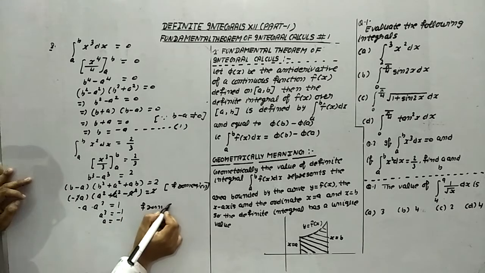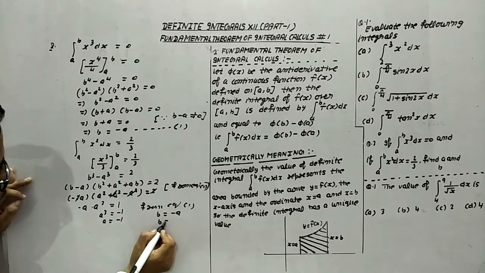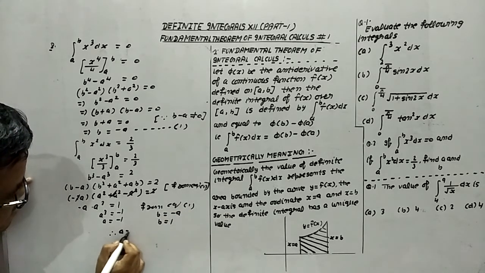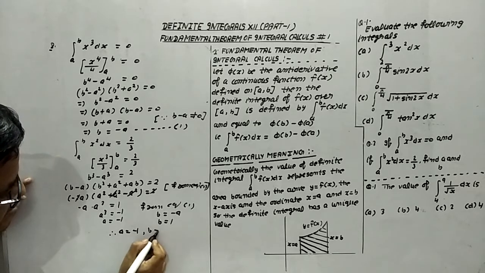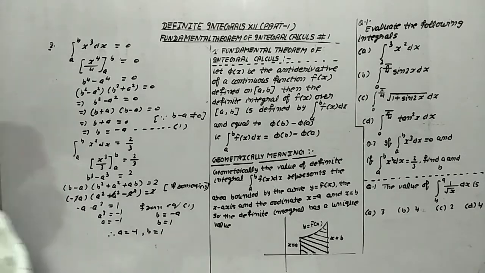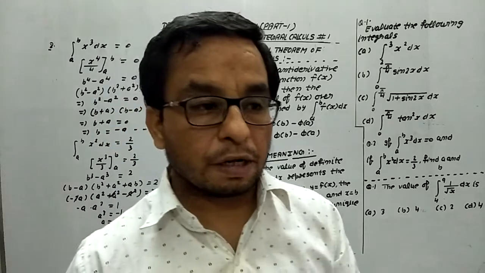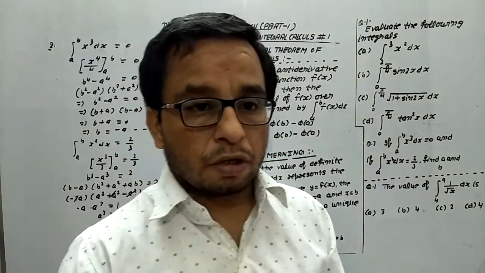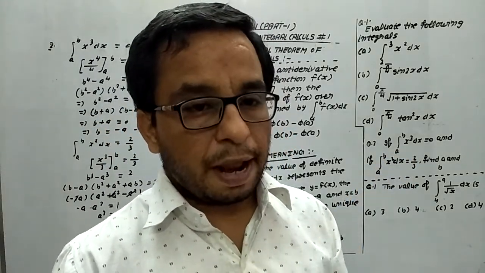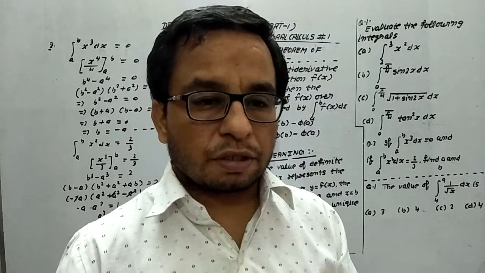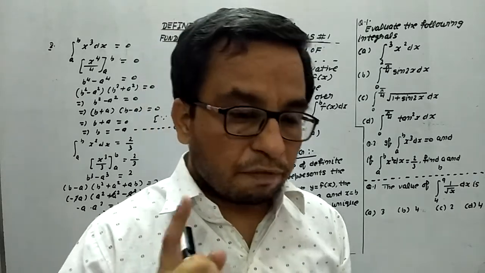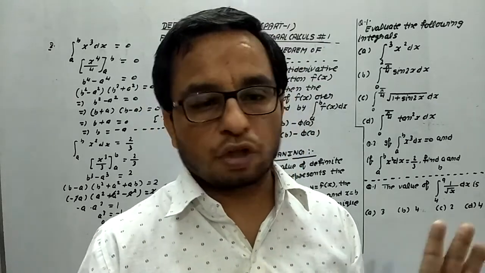From equation 1, we have b is equal to minus a. It means b is equal to 1. Therefore, a is equal to minus 1 and b is equal to 1. On the basis of this, practice other questions so that you can find out the result. And always remember this thing, this result will give the particular answer for each student.